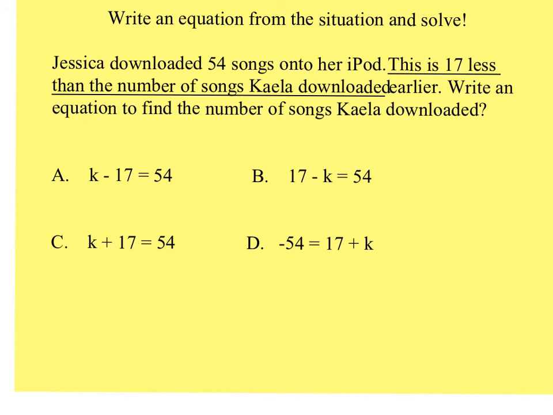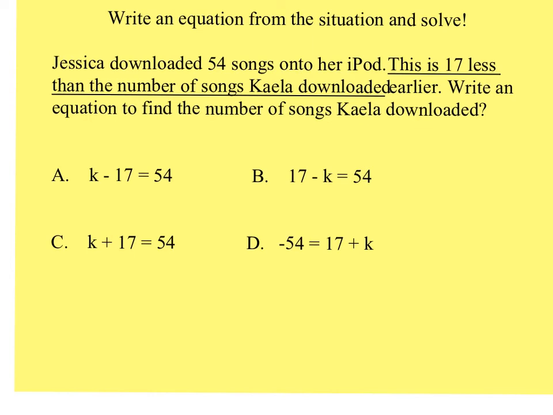Another part of this lesson is to be able to write an equation from a situation and then solve it to find the actual answer. So here we have Jessica. Jessica downloaded 54 songs onto her iPod. This is 17 less than the number of songs Kayla downloaded earlier. Write an equation to find the number of songs Kayla downloaded.